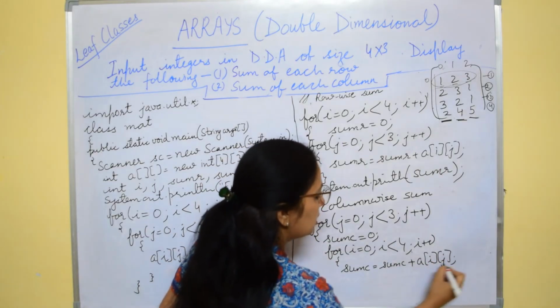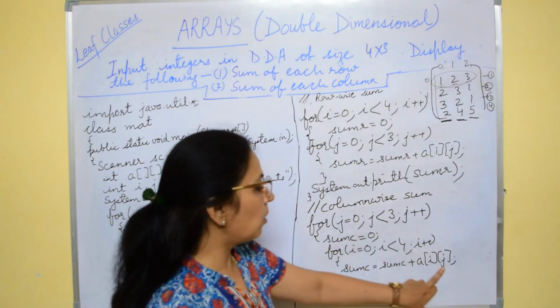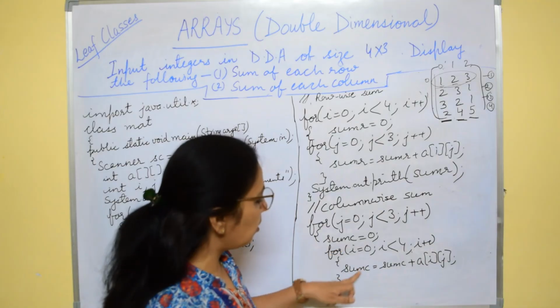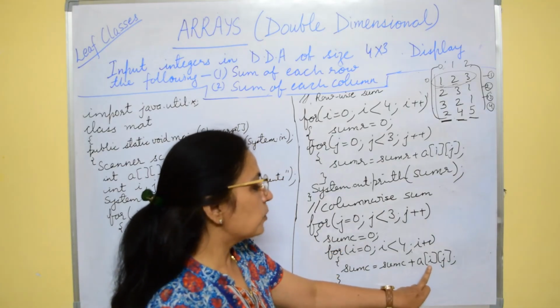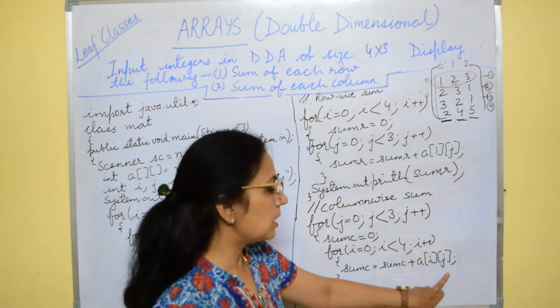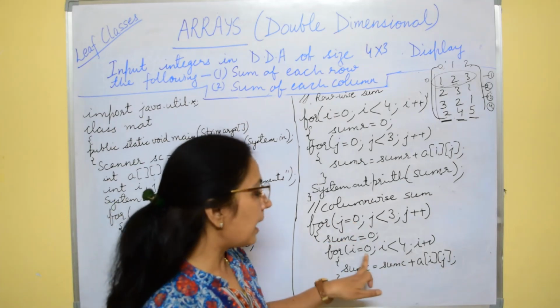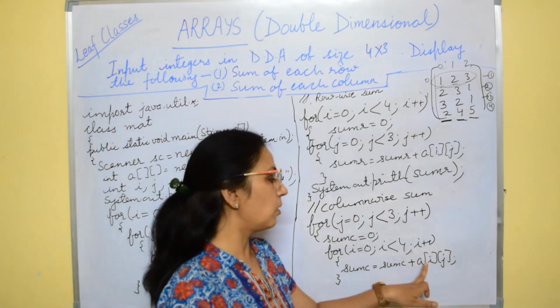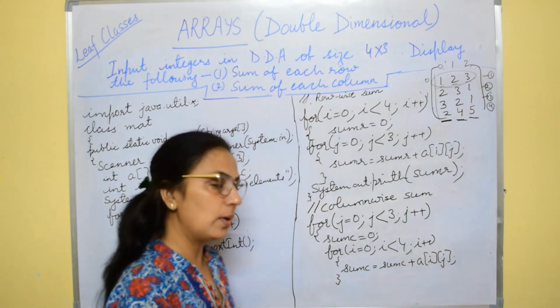In a[i][j], first time the value of j is 0, so throughout the execution of this inner loop the value of j is not changing. So it will be 0 0, 1 0, 2 0, 3 0 like that. Next time when j becomes 1, again i will start from 0, so it will be 0 1, 1 1, 2 1, like this it will work.